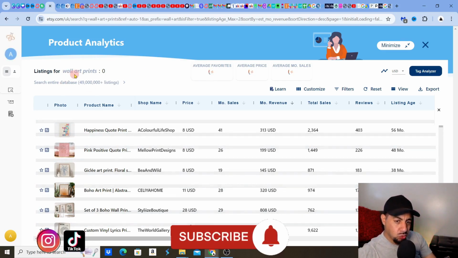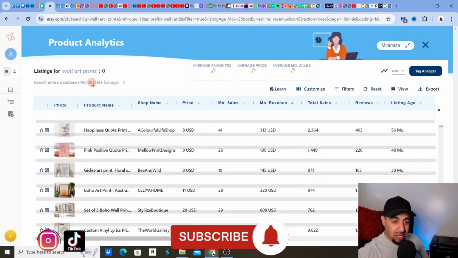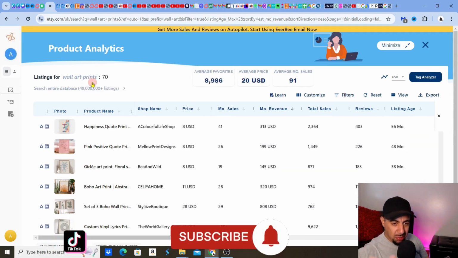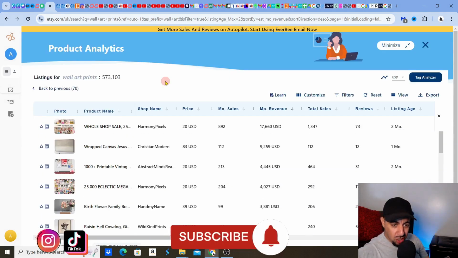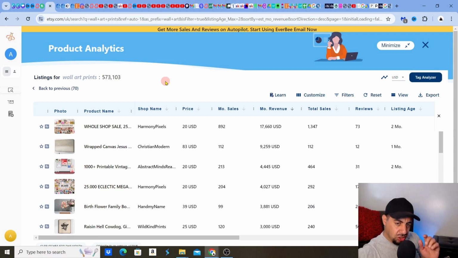I've typed in wall art prints because that's what I'm looking at, and it's going to analyze the database for this particular keyword. Like I said, you type in whatever keyword you want to analyze. To find those unsaturated niches, the first thing you do is go to these tabs here and make sure your monthly revenue is sorted from the highest to the lowest.